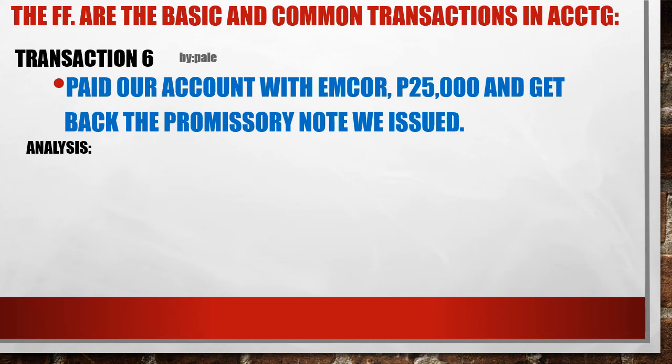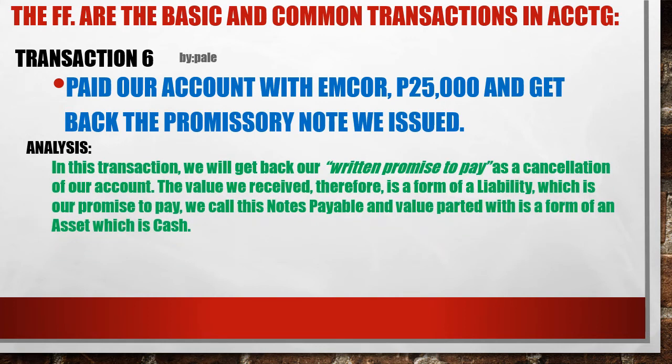So what did we receive? We took back our promissory note. So that is a debit. Close our balance in notes payable. So we debit notes payable 25,000. What did we forgo? What did we give out? So we paid our account in cash, 25,000. So credit cash 25,000.